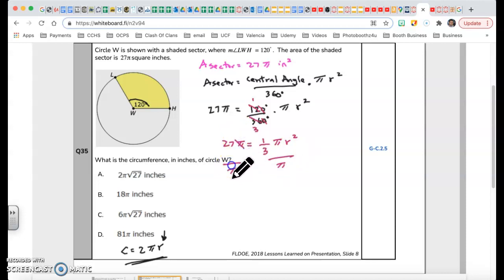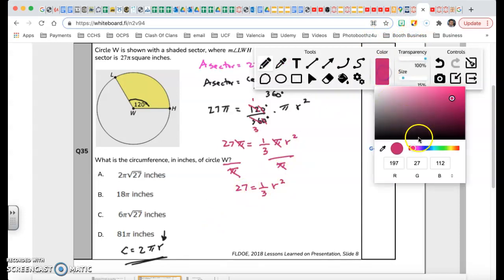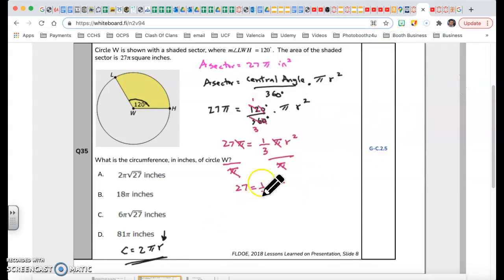This pi divided by this pi cancels, and I have 27 equals 1/3 of radius squared. Amazing. How can I get rid of that fraction? There's something called the reciprocal. If I have a fraction, I just multiply by the reciprocal on both sides. This 1/3 times 3/1 will cancel out, and on this side I have my radius squared.